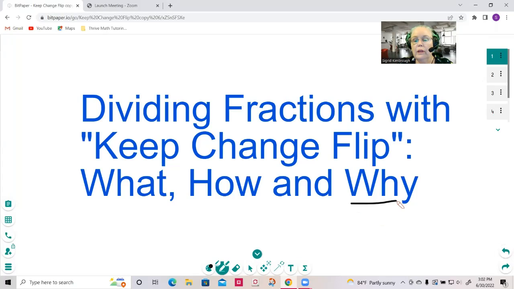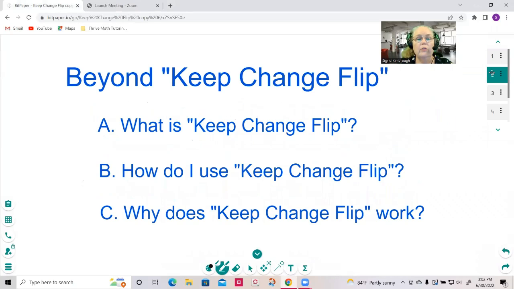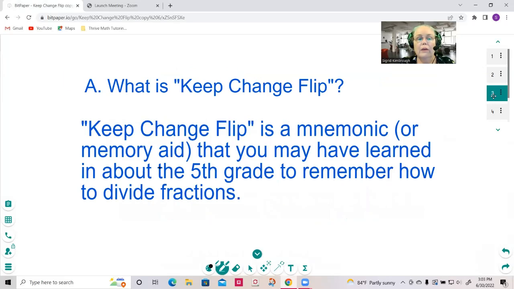So the most important thing is why. This is the purpose of doing this. So we're going to be going beyond just the saying keep, change, flip. We are going to review what it is. What is keep, change, flip? We're going to talk about how to use keep, change, flip. And also, the most important thing, why does keep, change, flip work? So that you can understand the why behind it.